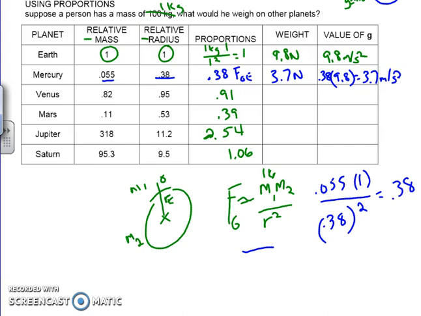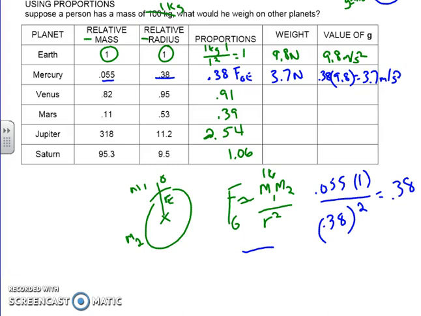All right, so up here on the chart, you can see the answers for the proportionalities for the 4 other planets. If you didn't get these values, please try it again, and then you can just multiply each of these numbers by the normal weight, 9.8, to get the other 2 columns. Okay, so some things to point out.